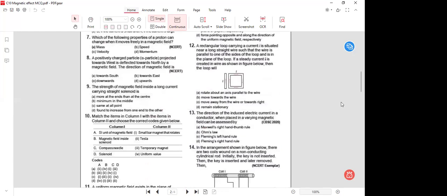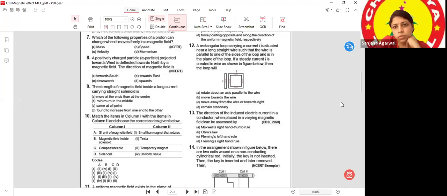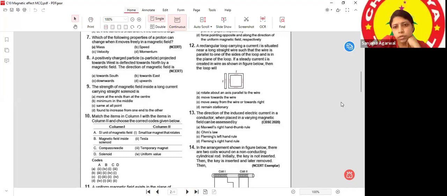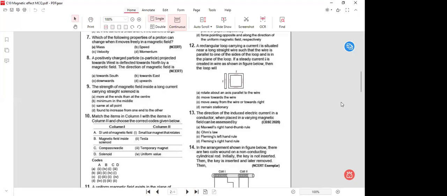A rectangular loop carrying a current I is situated near a long straight wire, such that the wire is parallel to one of the sides. If a steady current is created in the wire as shown below, then the loop will remain stationary. It's not moving here and there. Because there is no change in magnetic field, no current will be induced, so no such effect. It will be stationary.